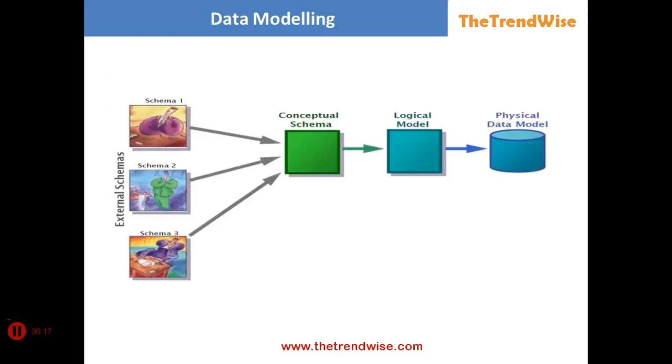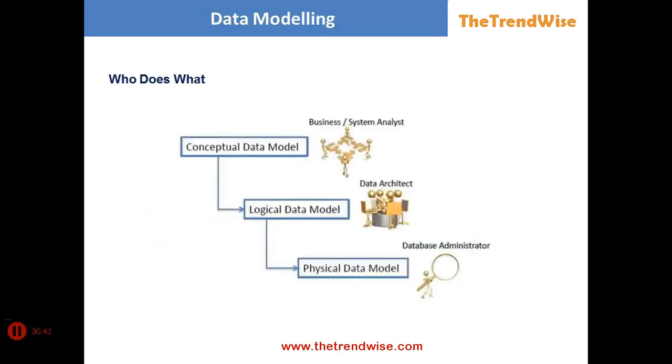A graphical representation of how the whole process works. We have all these schemas. The schemas can be thought of like the end users, or the people who are really gathering the requirements. So first of all, with all of their inputs, the conceptual model is made, and then it's converted into a logical model, and finally into the physical data model.